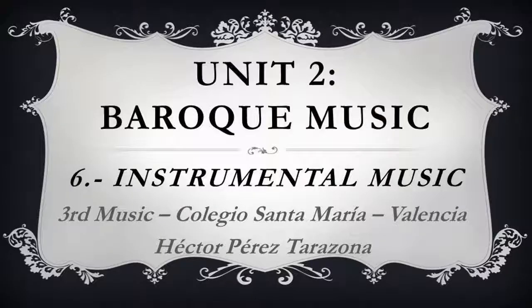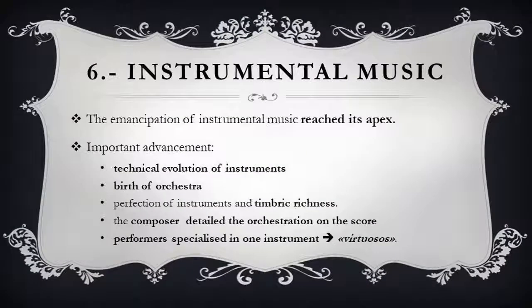Unit 2, Baroque music. 6. Instrumental music. The emancipation of instrumental music that started in the Renaissance reached its apex during the Baroque. In this important advancement, the technical evolution of instruments and the birth of the orchestra, as a stable and organized ensemble which looked for the perfection of instruments and timbric richness, played a decisive role.